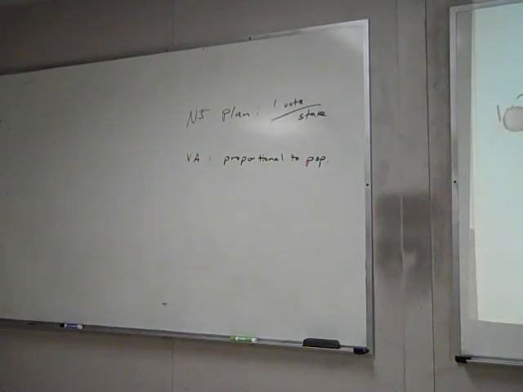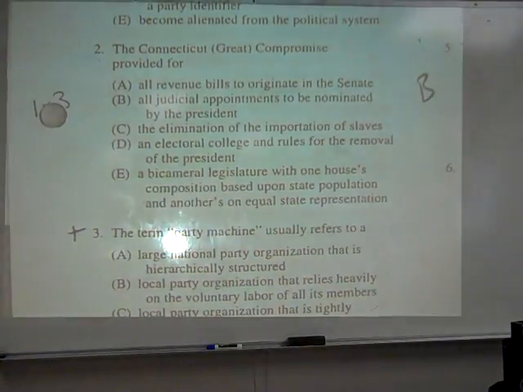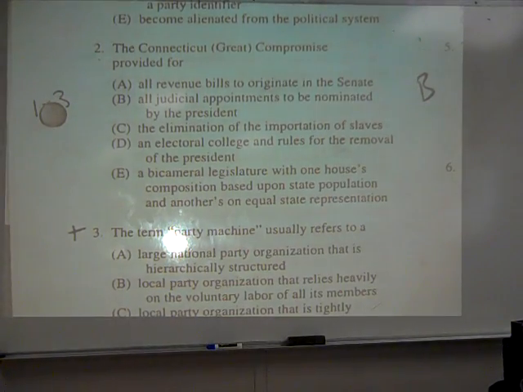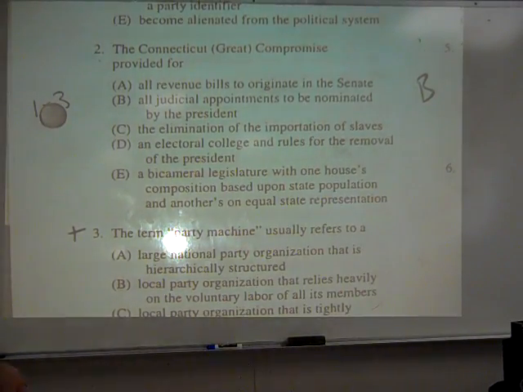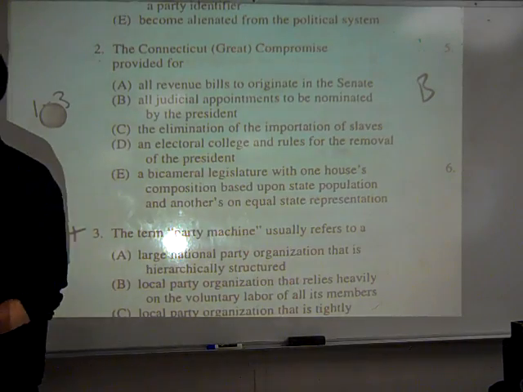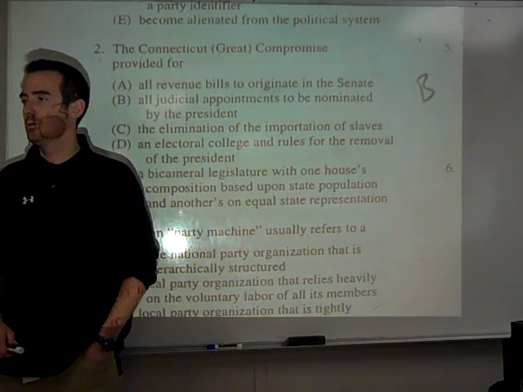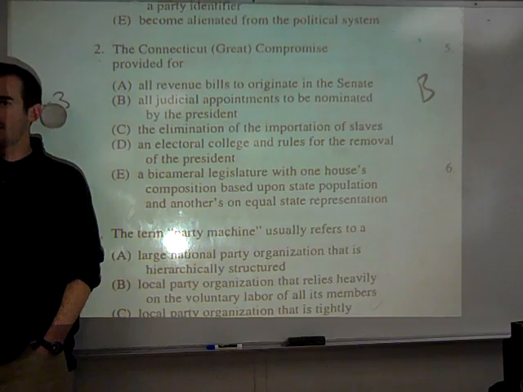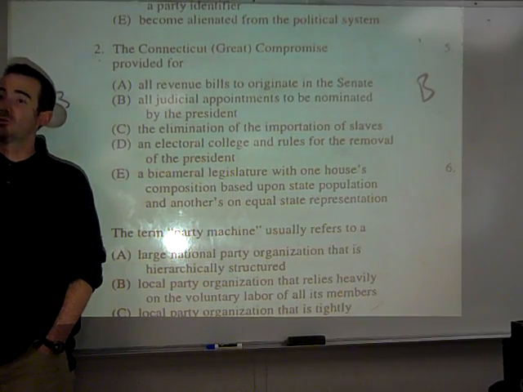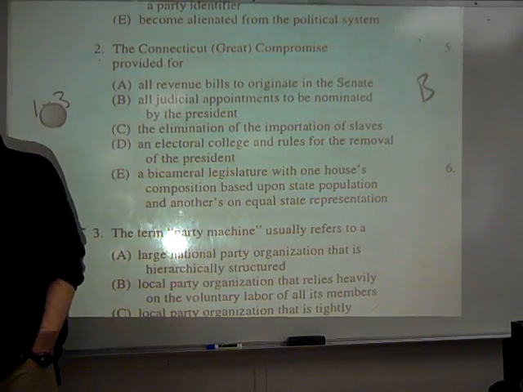So what did they decide to do? Well, that's what this question is asking. They decided to compromise. The Great or Connecticut Compromise was, let's sort of do both. Let's have the House of Representatives be based on population. And let's have the Senate not be 1 vote per state, but 2 votes per state. Okay? That's still what we do.